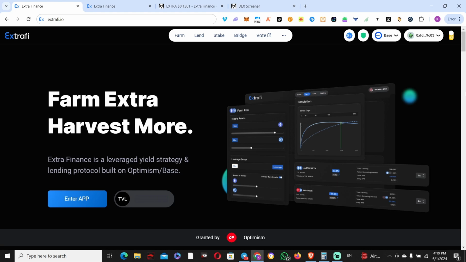But in all cases, here is the step-by-step process to open an ExtraFi pool. Now, the thing to understand here is that when you come to extrafi.io, you cannot do this right away. I know it might sound very obvious, but the first thing you need to do is connect your wallet, go to Farm, and that will take you to this page.